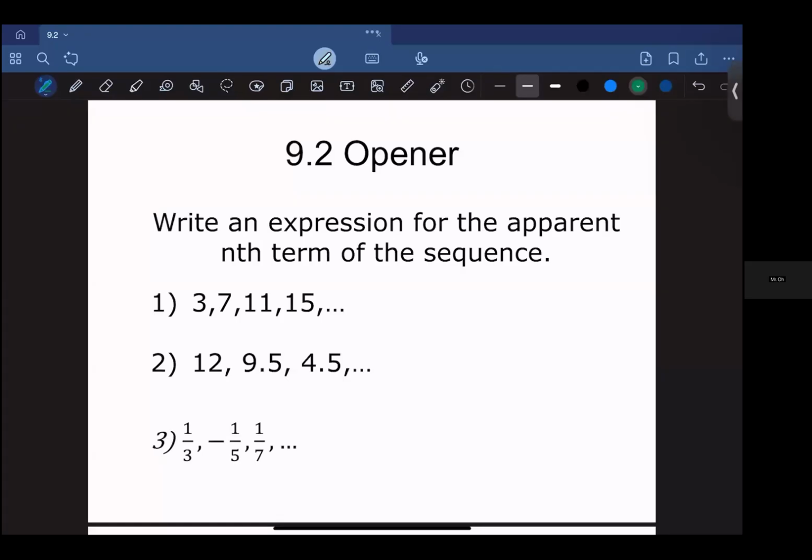All right. Hello, students. Like I said in class, I am gone, obviously, Thursday, Friday, but we still have to learn some math. So we're still going to go over some 9.2 stuff.